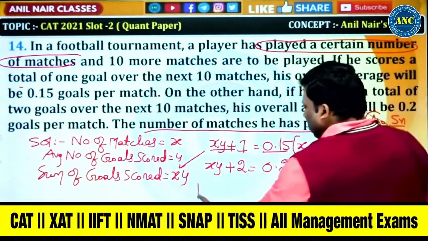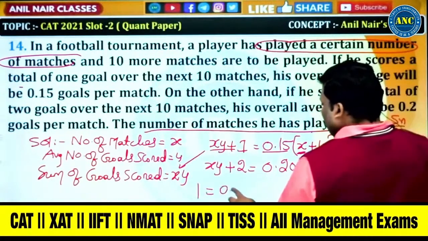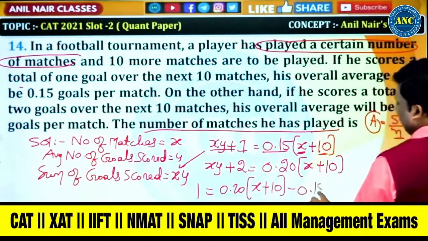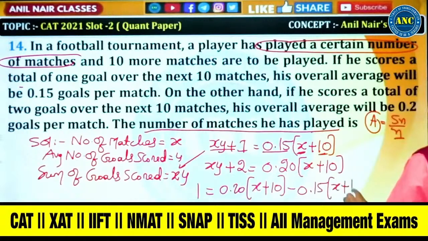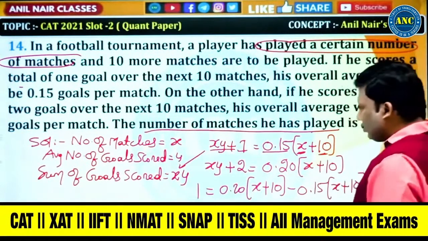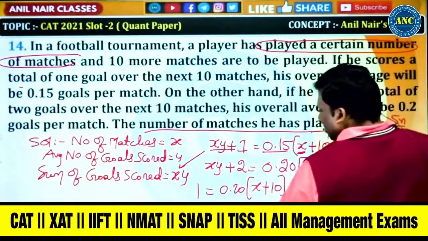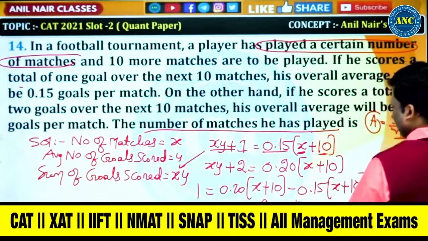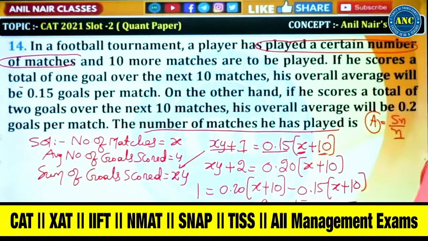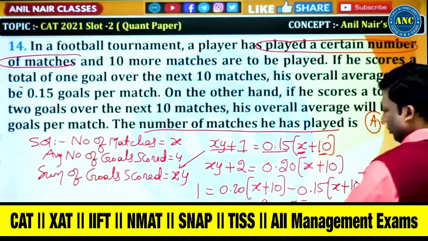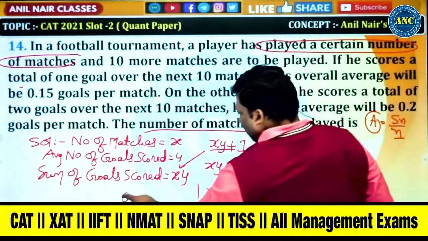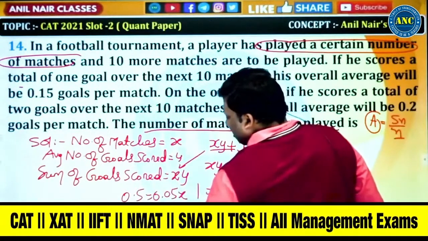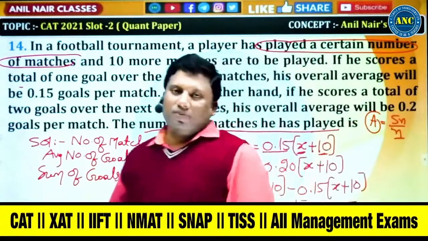Very, very easy. 2 minus 1 is 1. So 0.20 into (X plus 10) minus 0.15 into (X plus 10). I hope it is clear. So this will become 0.20x plus 1/5 into 10, minus 0.15x minus 1.5. 2 minus 1.5 is 0.5. 1 minus 0.5, it is 0.5, equivalent to 0.05x. X will be 10. So 10 matches he has played. I hope the idea is clear.